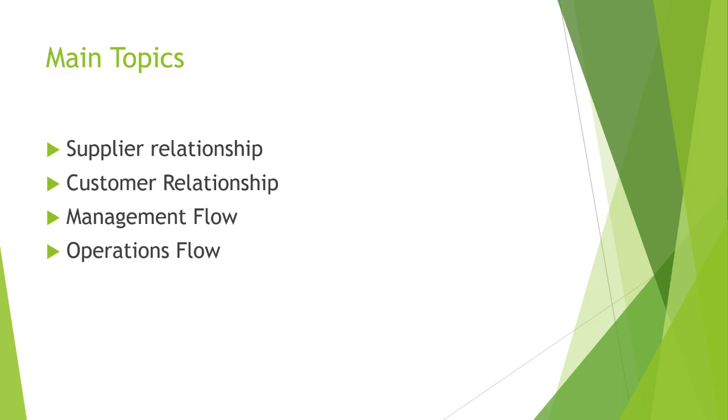Third, we have management flow, which goes into the hierarchy of who has the power, and if a problem arises, who deals with that problem, who calls who. It's mostly the hierarchy of how things are dealt with in the company. And then we have operations flow, which is the day-to-day operations and what commonly has to get done throughout the day or throughout the week.